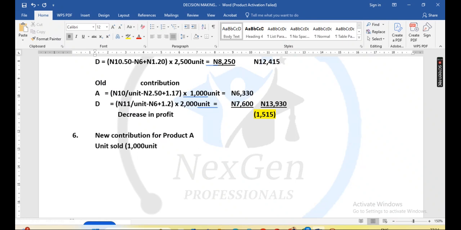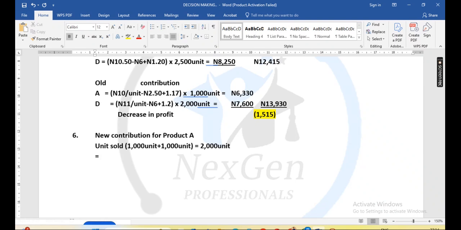1,000 units plus 1,000 units. What is the total units? This is 2,000 units. Then we want to determine contribution, right? Contribution equals sales. What is the new selling price?